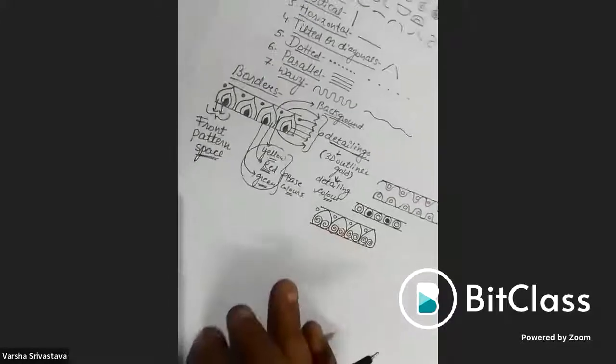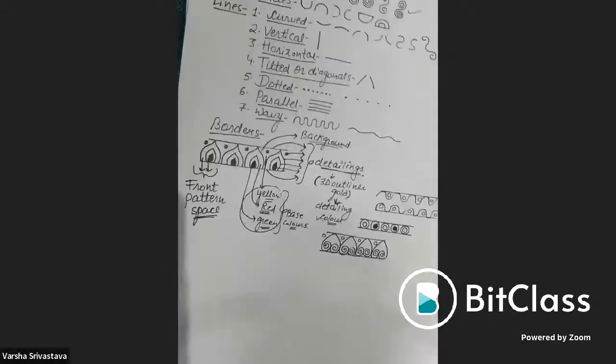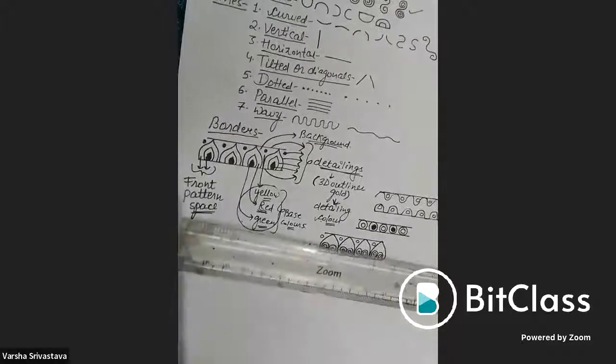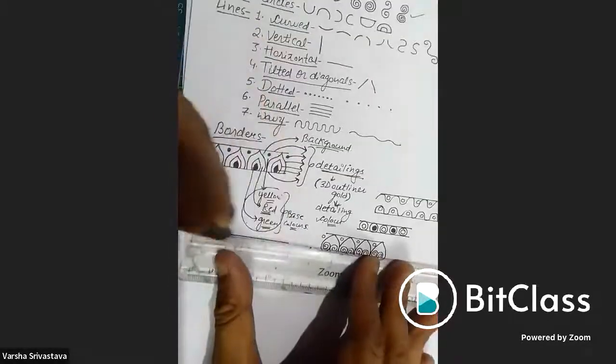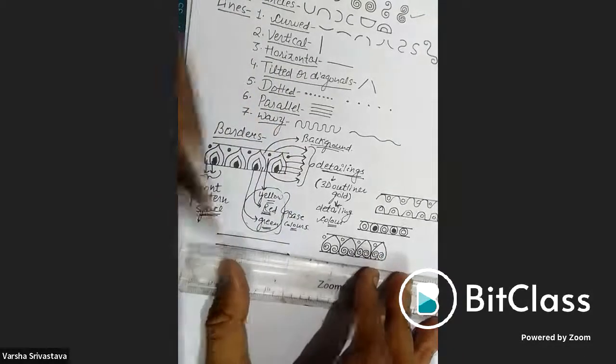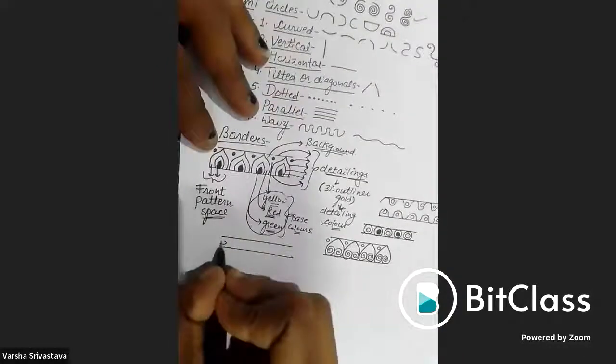Now next, I am going to make another border, which is the thin border. And I'm going to make the spirals in this simple border.